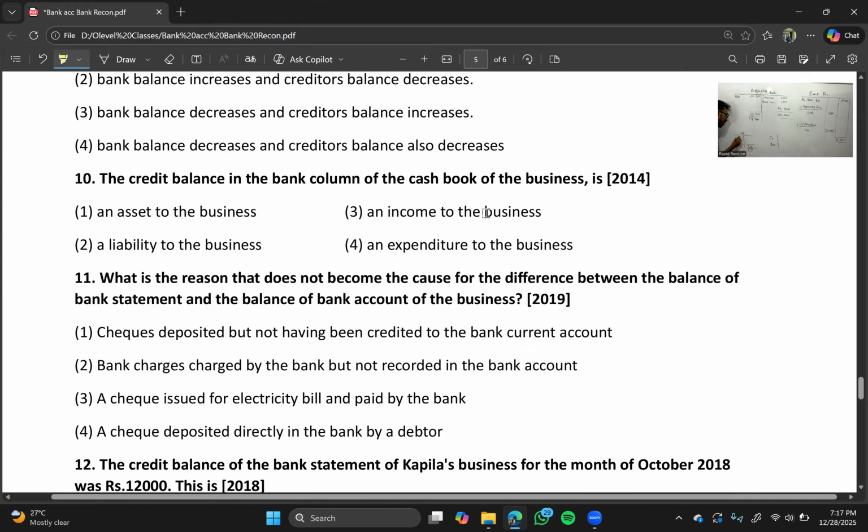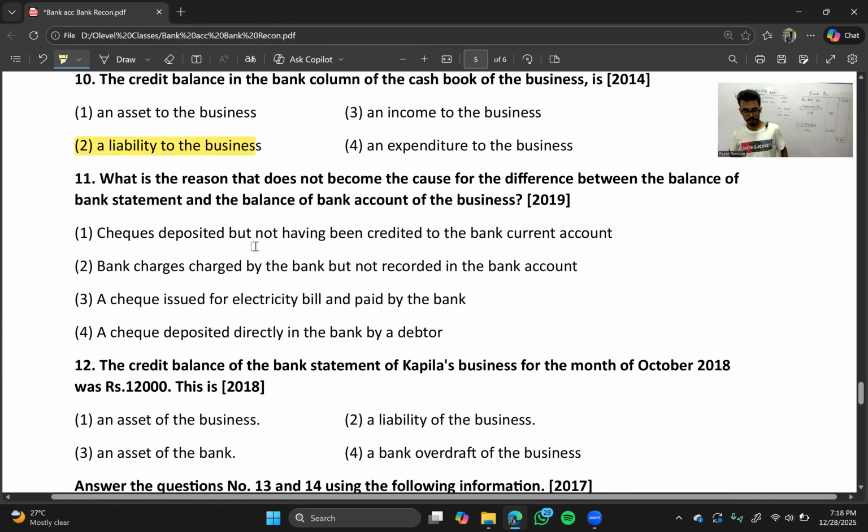The cash book normally has a debit balance. But now we are having a credit balance, and it is on the other side. So now we take this as a liability, because this is in the bank account. A credit side balance in the bank account means we have taken a bank overdraft, an additional short term loan from the bank. So this becomes a liability of the business, right? The liability of the business.